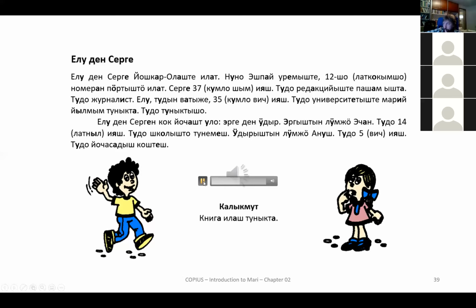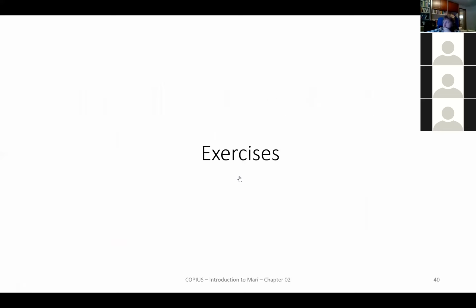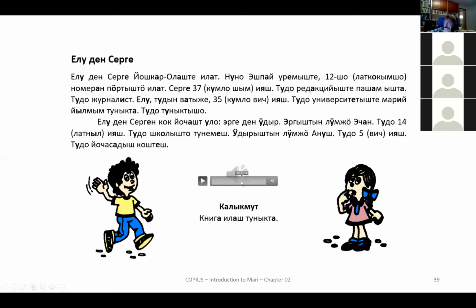Елудын Сергейын кок йочашт уло. Эрге ден ӱдыр. Mikke? Yelud and Sergey have 2 children, a son and a daughter.